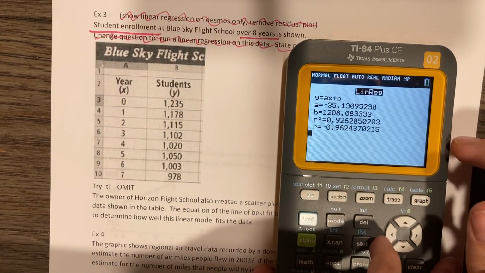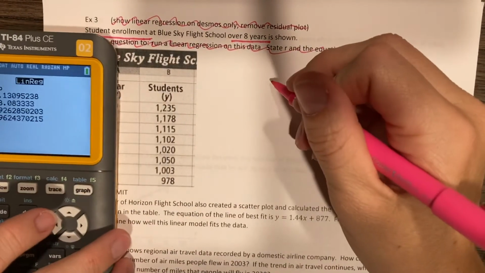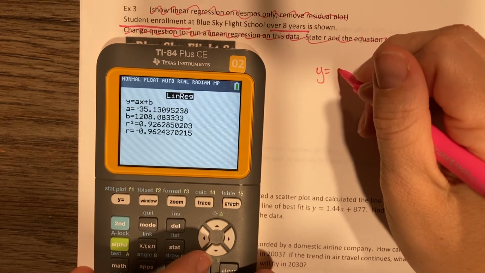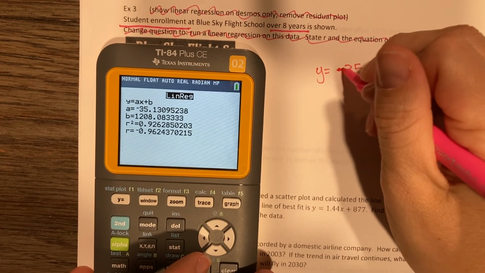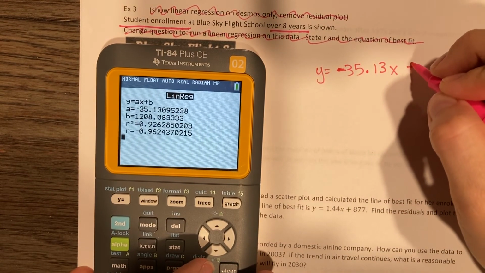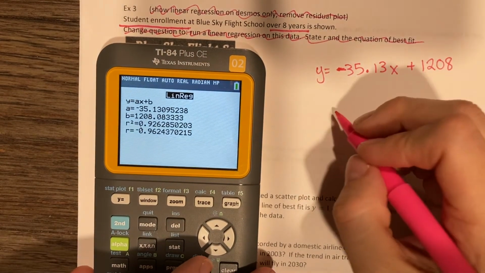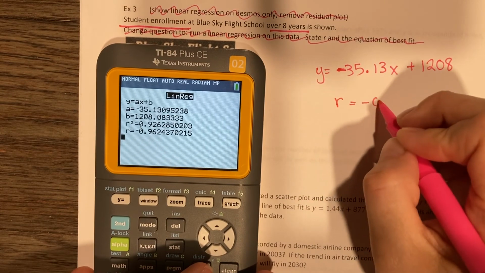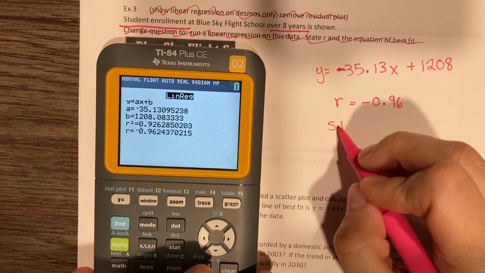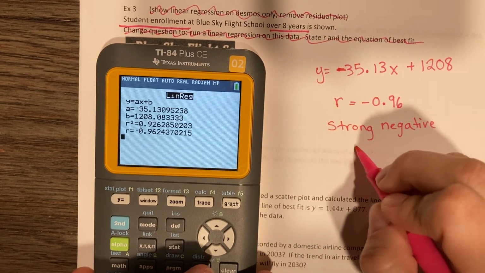So what I want you to write is the equation that we have on our calculator, which is y equals negative 35.13 x plus 1,208. We're just going to round it. And our r is equal to negative 0.96, which shows a strong negative correlation.